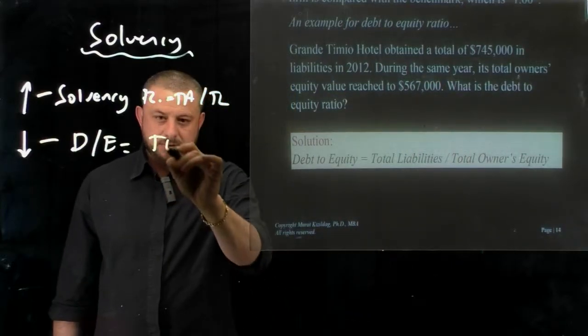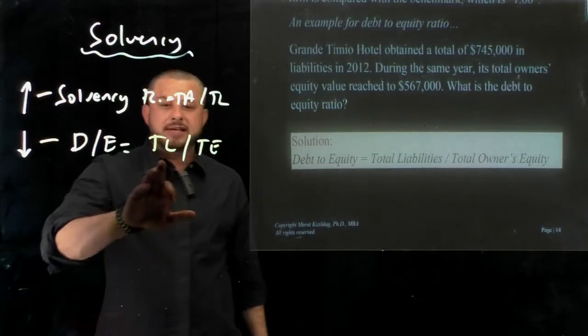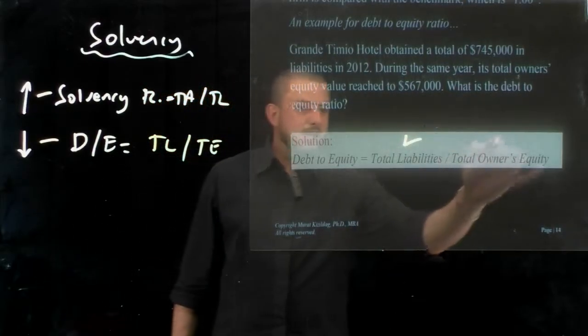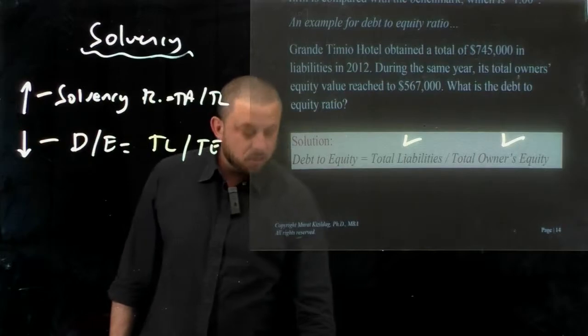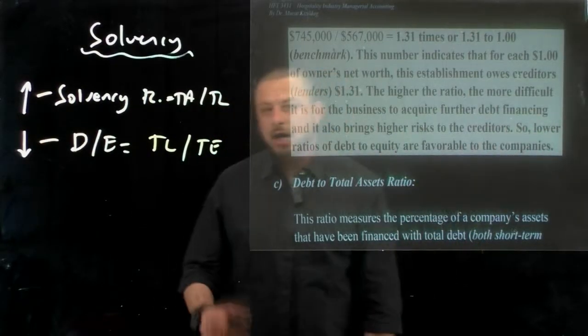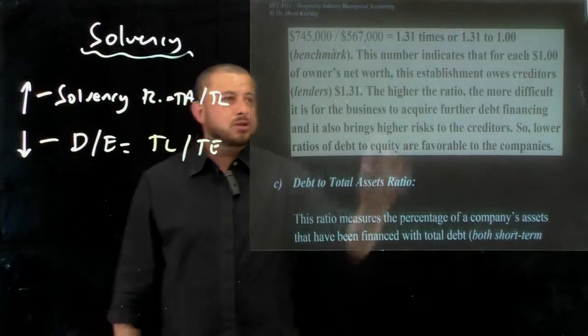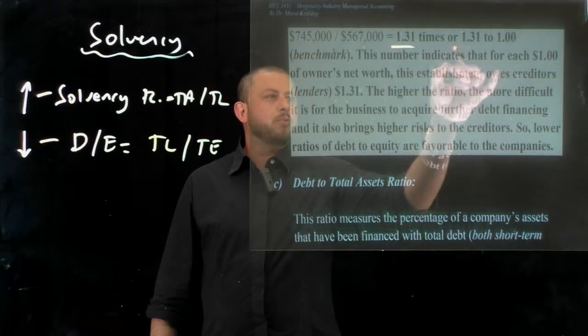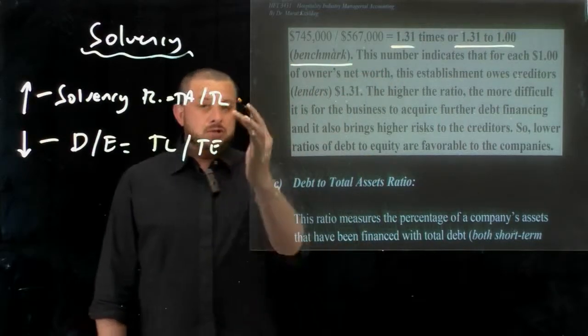Very easy. Total liabilities over total equity, TL over TE. I know this one. It is given in the question directly. All we have to do is the simple division to come up with the outcome. 1.31 times, or 1.31 to 1, which is the benchmark.